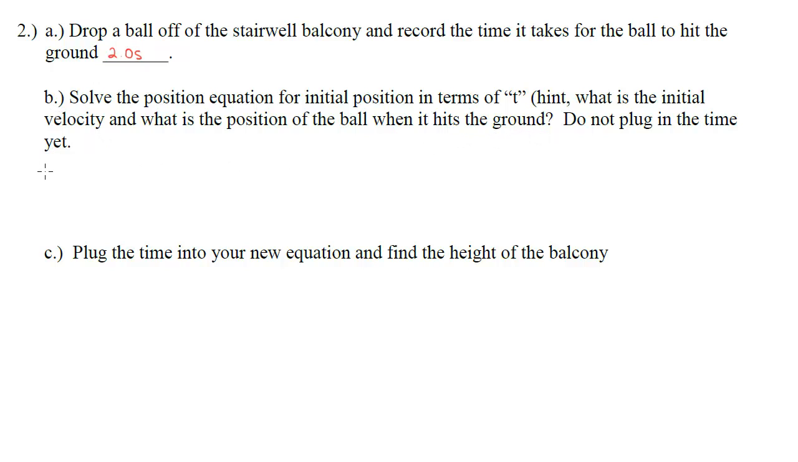Alright, so this is what I was talking about earlier about needing to orient yourself correctly. If this is the balcony, like this, I know it's a stair thing, but just pretend you're standing up here. And then you don't throw it, you drop it. You drop this ball until it hits the ground right there. Okay, this balcony has some height h. You're dropping the ball. So what is the initial velocity? It's 0.